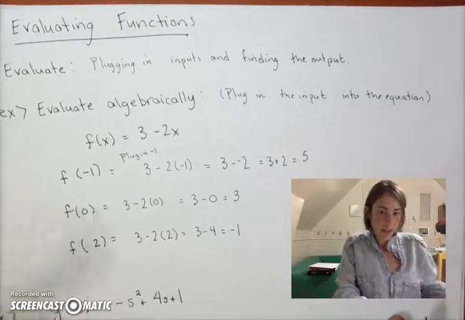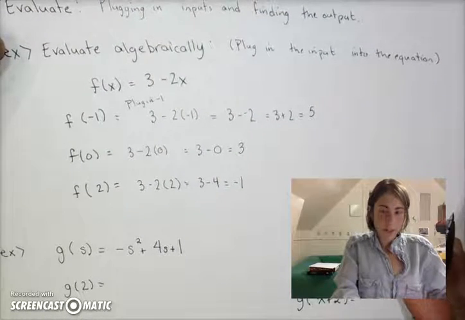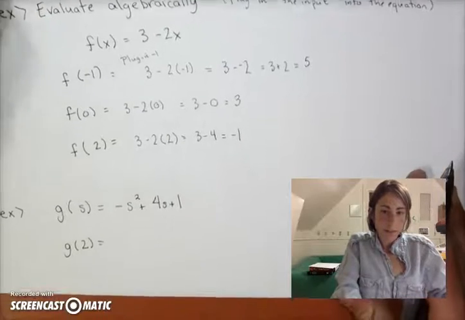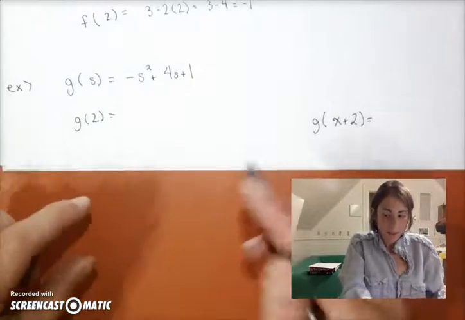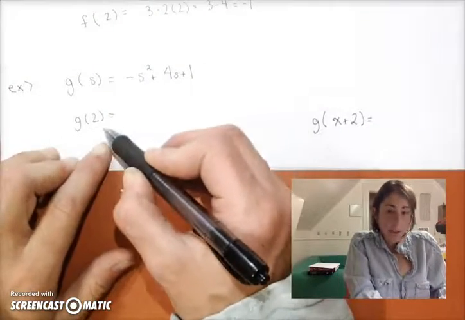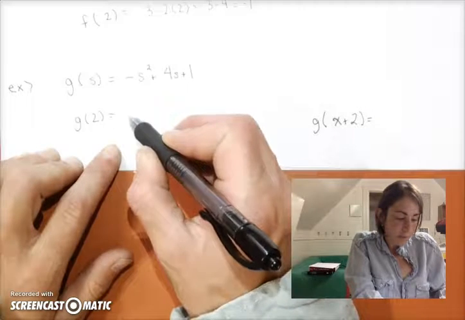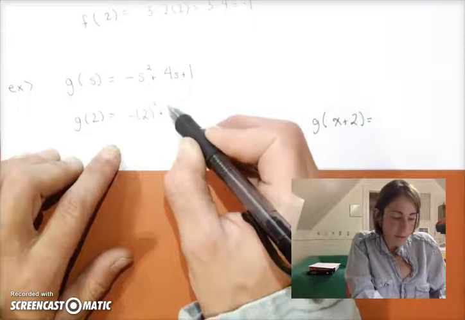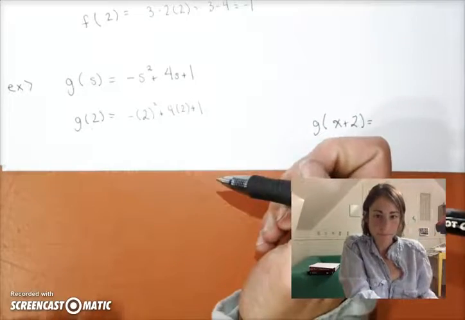So here's a slightly more complicated example. We have g of s equals -s squared plus 4s plus 1. So let me slide this up. So to do g of 2, I do the same thing I did above. I just plug in 2. So I get minus 2 squared plus 4 times 2 plus 1.